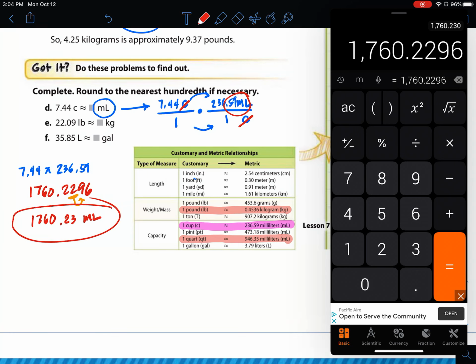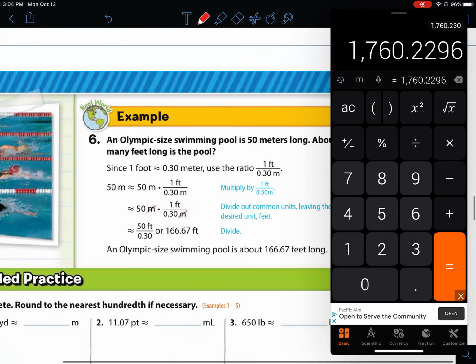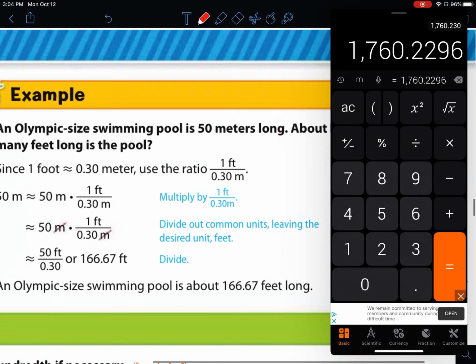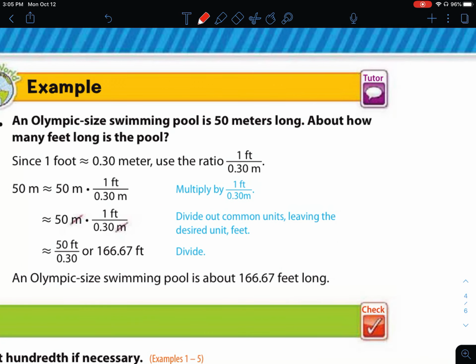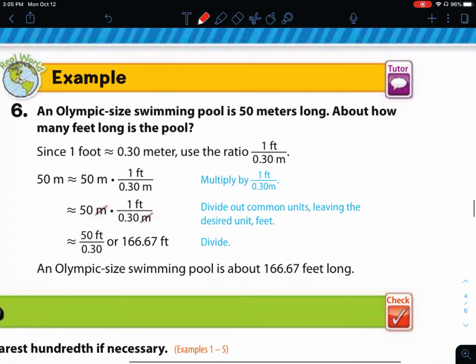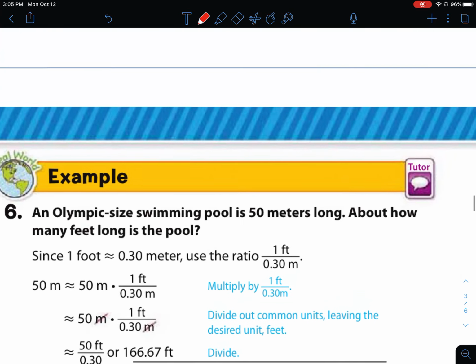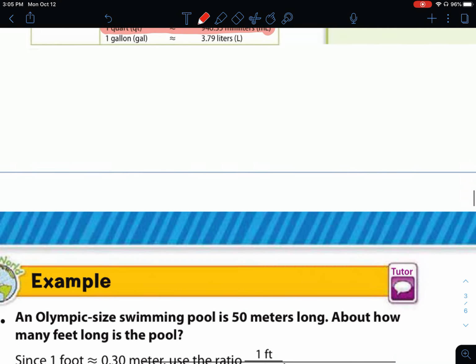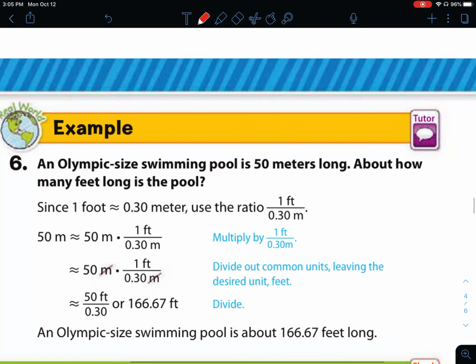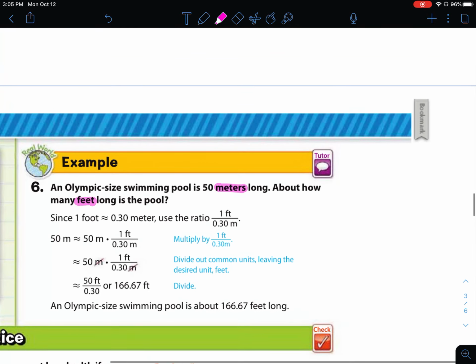Okay, before we go to the last example. Last example, of course, is always a word problem. Okay, so let me put the calculator away for now. An Olympic-sized swimming pool is 50 meters long. About how many feet long is the pool? So we are actually converting from meters to feet.